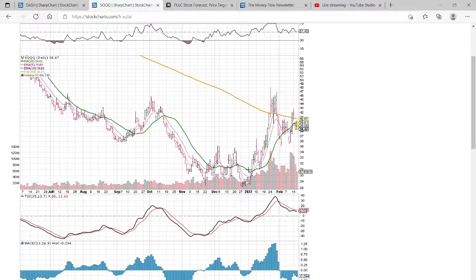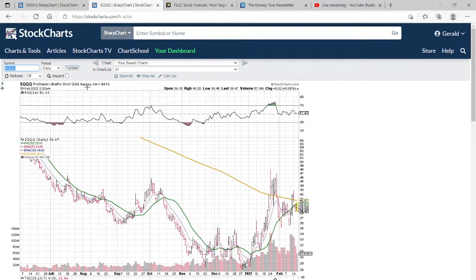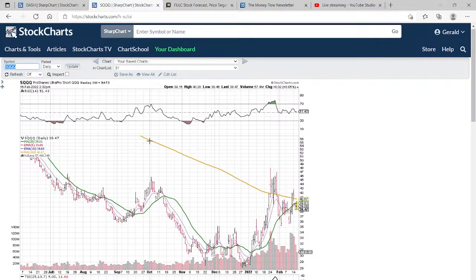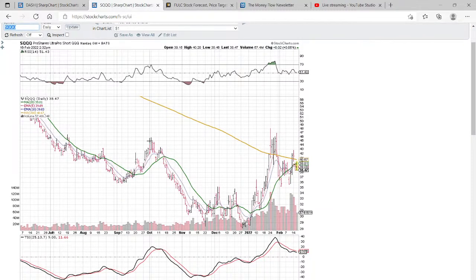So if you're looking at inverses trying to trade the inverse, you're going to confuse yourself. Does that make sense? You gotta get this down. You can't trade the SQQQ or an index. You can't trade an index like a stock because it'll be doing the opposite, and you'll be opposite the money flow.